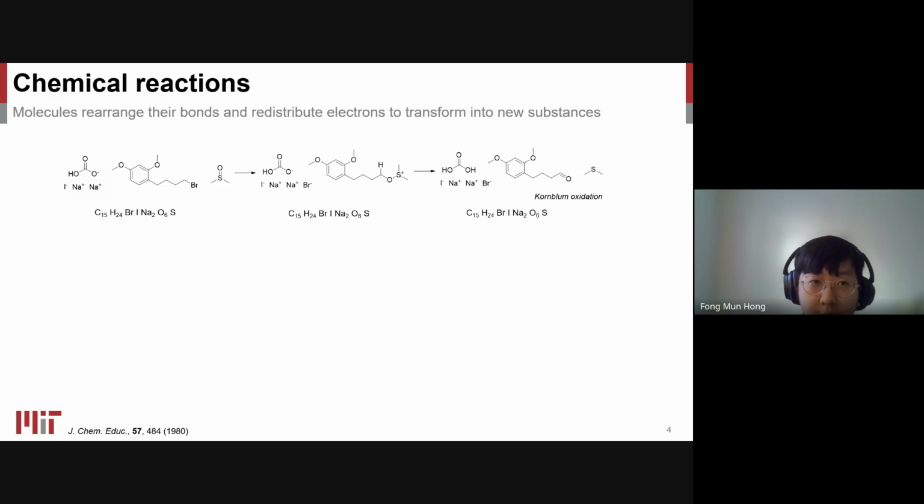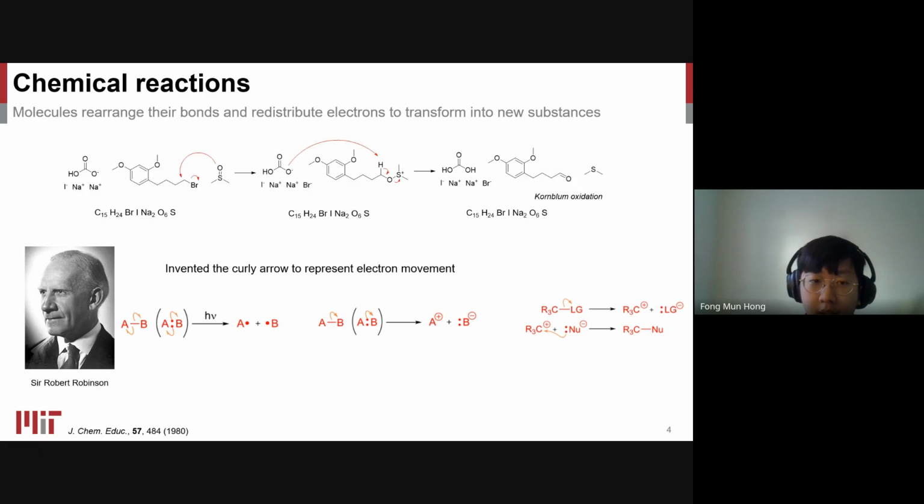When we zoom into these chemical reactions, we then see that these laws are actually obeyed, and we would normally describe chemical reactions in terms of the transferring of electrons. This was first postulated by Sir Robert Robinson, where these curly arrows represent how the electrons move, so that we can build bonds or break bonds, going from reactants to products.